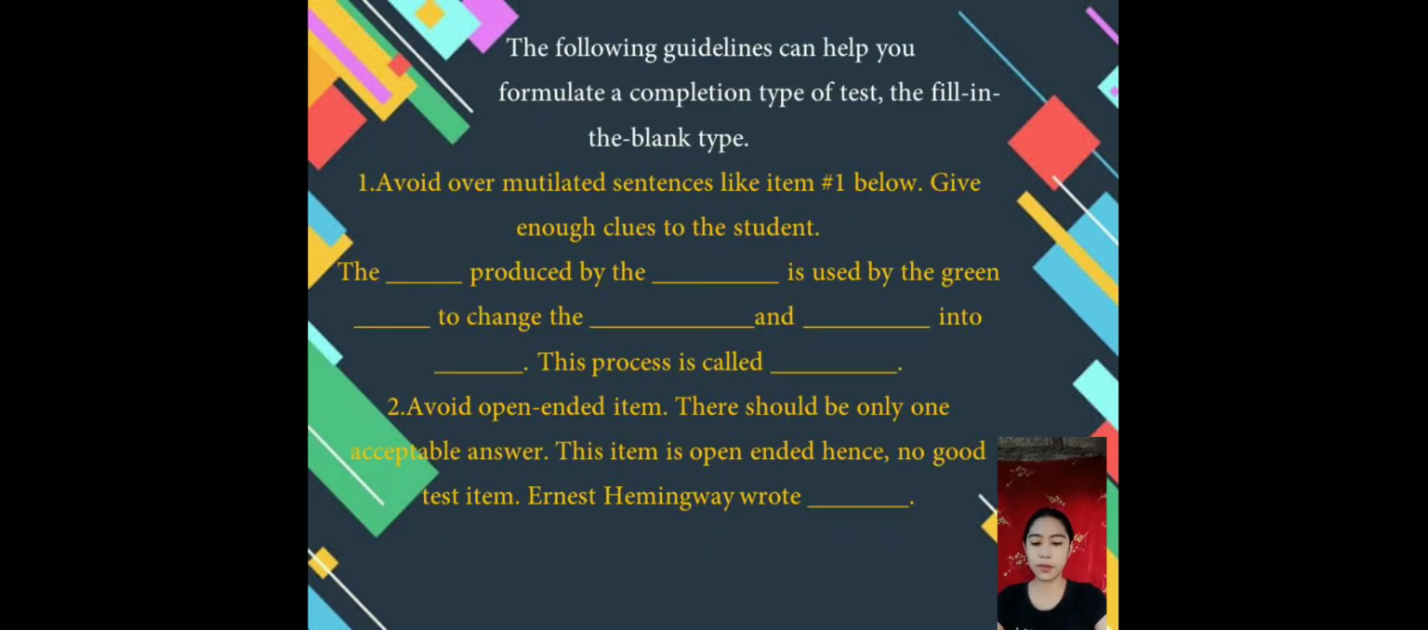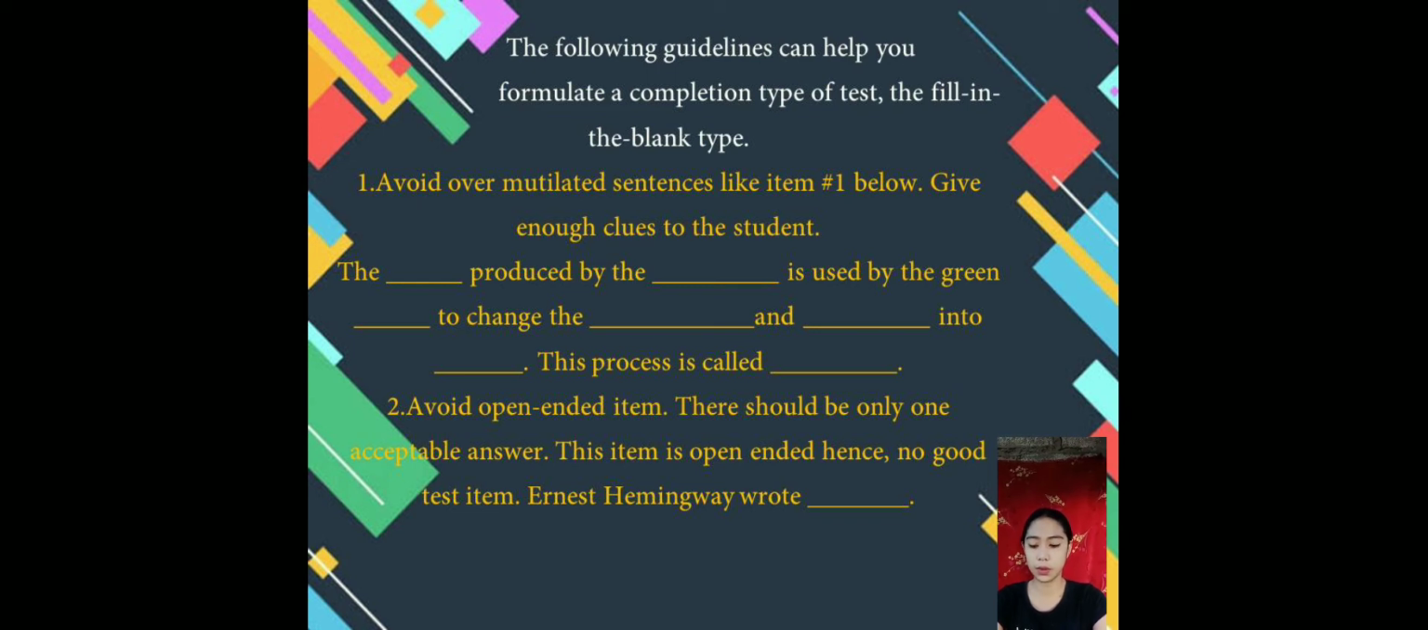Guidelines in the formulation of a completion type of tests. The following guidelines can help you formulate a completion type of test, the fill in the blank type. Number 1. Avoid overmutilated sentences like item number 1 below. Give enough clues to the students. Example, the blank produced by the blank is used by the green blank to change the blank and blank into blank. This process is called blank.